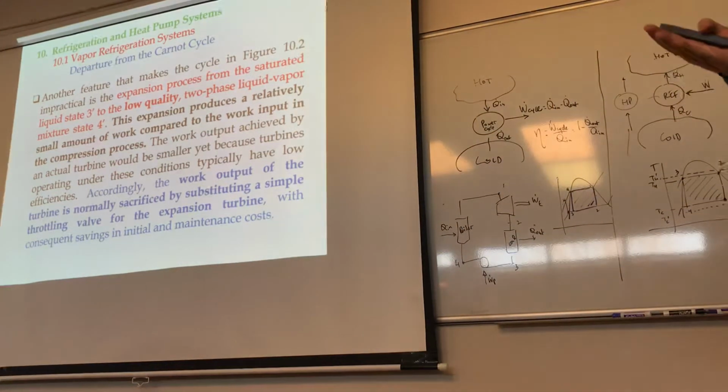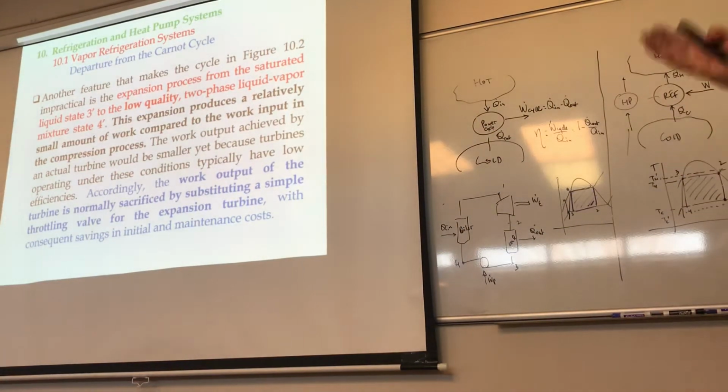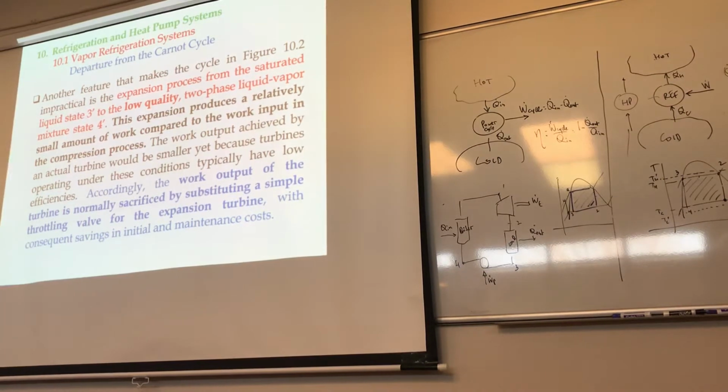So we have the evaporator, compressor, condenser, and then that turbine, we have to replace something with it because we still need to get from the high pressure to the low pressure. So we need a component that's going to allow us to do that. And it says substituting that by a throttling valve. That's what a throttling valve does, without any losses of energy, it just reduces that pressure for the expansion turbine, with a consequent saving in initial and maintenance cost.